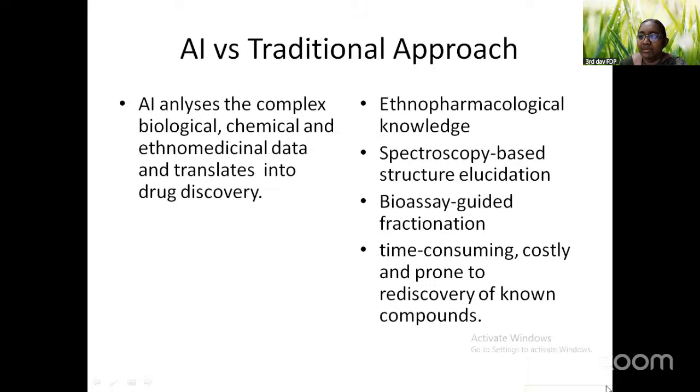And even though it is time consuming, sometimes we end up with already discovered compounds. This occurs because, with respect to natural products, there is a greater possibility of a compound existing in multiple plants and in multiple geographic regions. So the data which are documented or recorded is utilized by the AI, which analyzes this complex biological, chemical, and ethnomedical data. Based upon this data, it translates to our input of a newly discovered drug molecule.